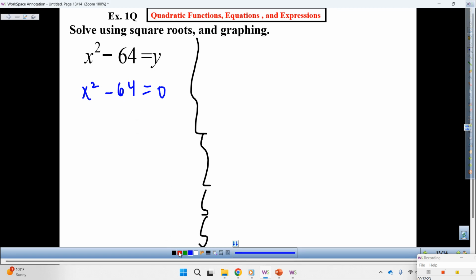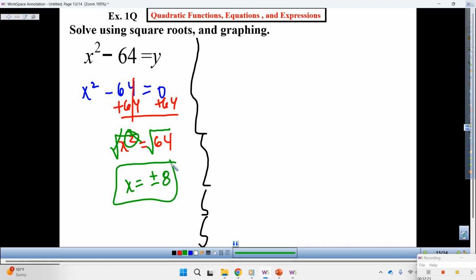All right, continue, Elia. Add 64 to both sides. We got x squared equals 64. And our last step, pass it to someone. Joseph, last step. Square root this side and square root the other side. That is correct. So x equals what, Joseph? Plus minus 8. Hands if you got that. From 1 to 5, how comfortable are you with this? Yeah, 5s, 4s. Go to graphing.